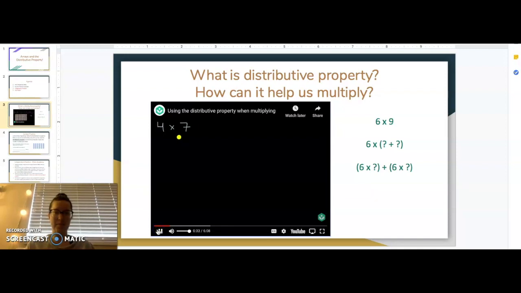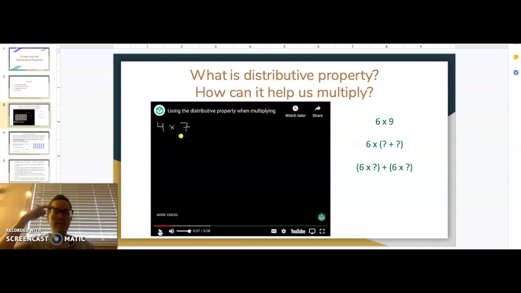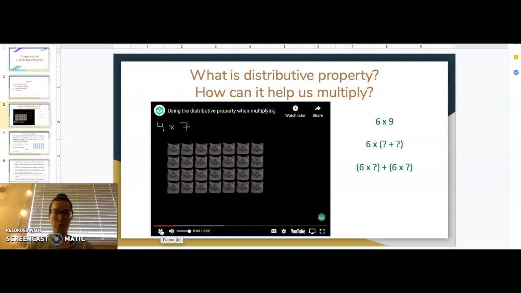Now there's a couple of ways that we can visualize 4 times 7. Remember, what does visualize mean? It means I'm making a picture in my mind, right? My favorite way is to visualize it with angry cats. So let's bring on the angry cats. Yep, they're still angry. And we can see that this is a representation of 4 times 7.